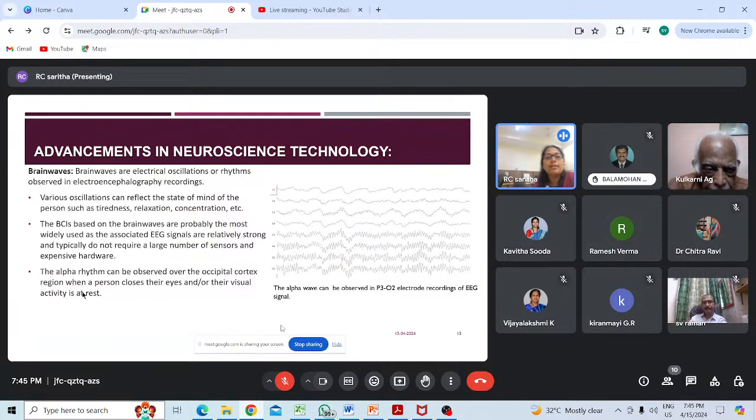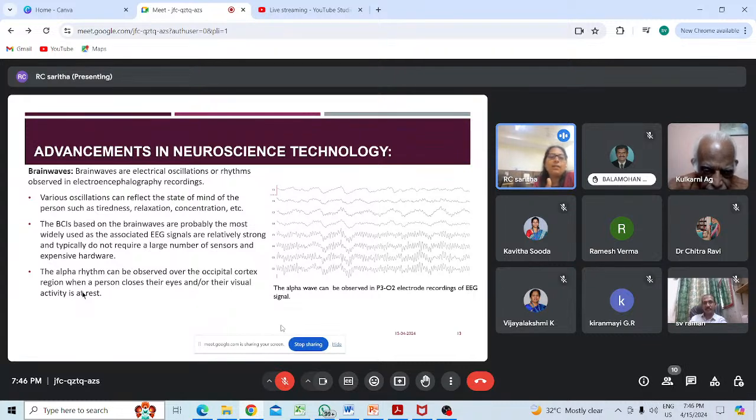And brain waves, this is the final one. Brain waves are the electrical oscillations or rhythms observed especially in EEG recordings. The oscillations give the state of the mind; the frequencies recorded in EEG tell us whether they are tired, relaxed, or concentrating or not. So we can do these things. The brain waves can be recorded in alpha, gamma, beta and delta.